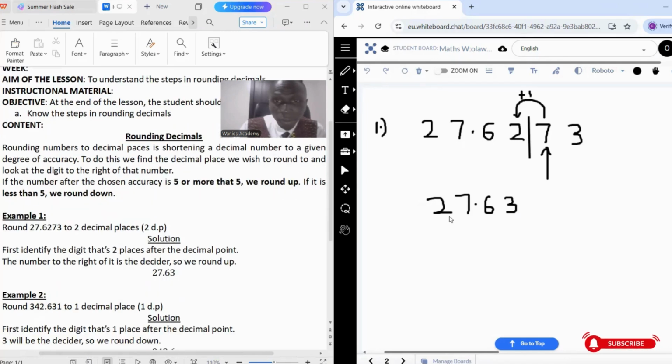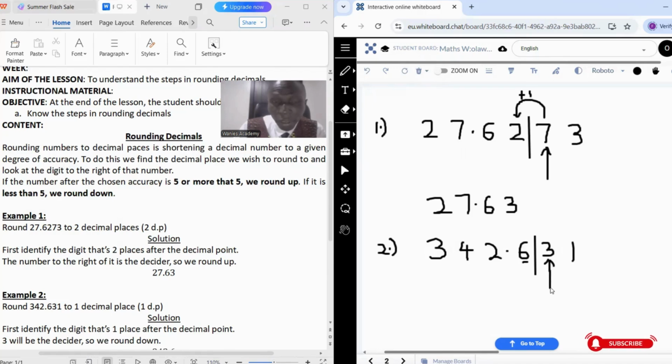So go to example 2. Here we are asked to round 342.631. We're asked to round this to 1 decimal place. Just like the same thing that we did in example 1, we have to identify the digit that is 1 place after the decimal point, and that is 6. So we just put a bar just in front of the 6. Then look at the number that is just after the bar, which is 3.